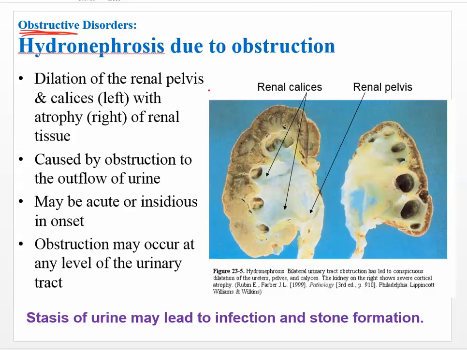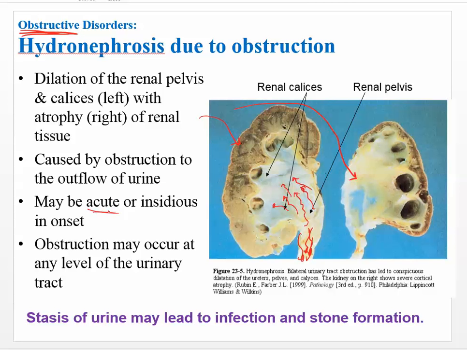Hydronephrosis due to obstruction. This is pretty straightforward. If you have an obstruction, that means the fluid's not draining the way it is supposed to be draining, which means that it is backing up. Okay? And it's backing up into the renal pelvis and the calyces. Okay? So that's hydronephrosis, dilation of the renal pelvis and calyces, left with atrophy of the renal tissue, which you see actual atrophy that can take place over time. And it's caused by obstruction to the outflow of urine.